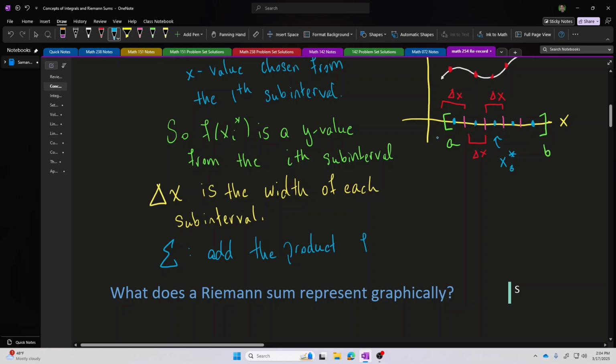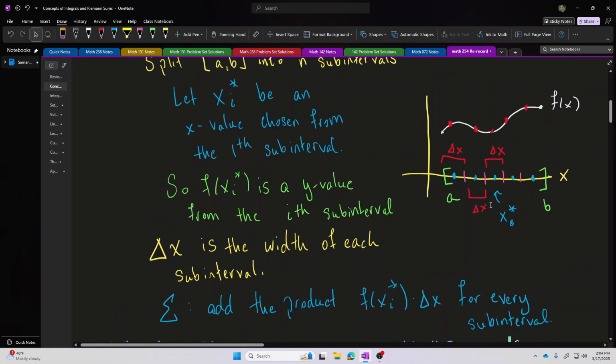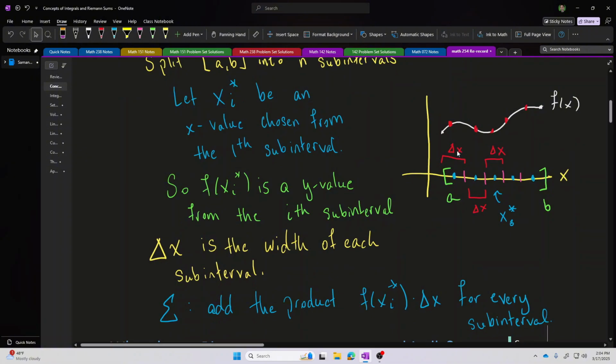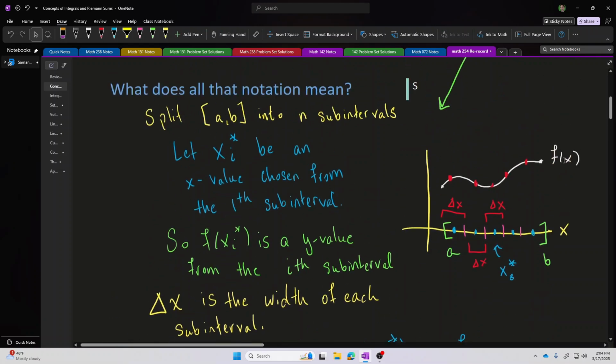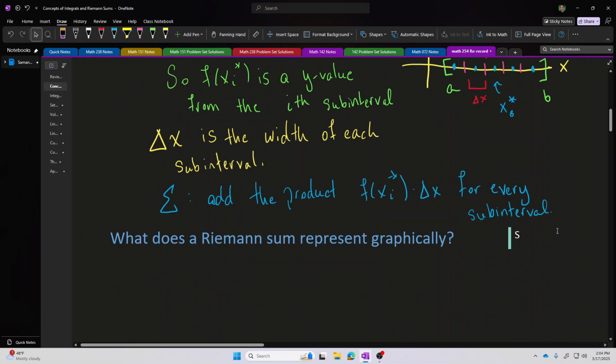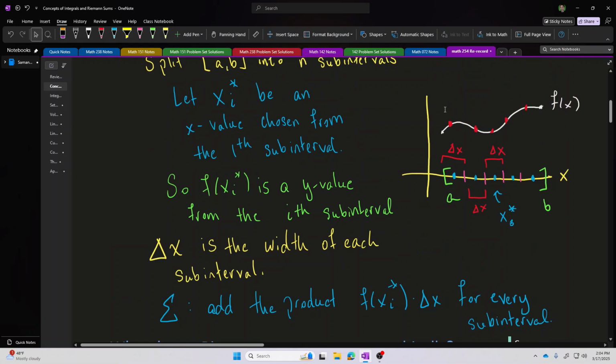Add the product f of xi star times delta x for every subinterval. So for example, in this drawing, my Riemann sum would be a sum of 5 terms because there would be one term, one of these products for every single subinterval that I've created in the picture. Now, from this picture, we can get a sense of how the Riemann sum is related to the graph of the function f of x.